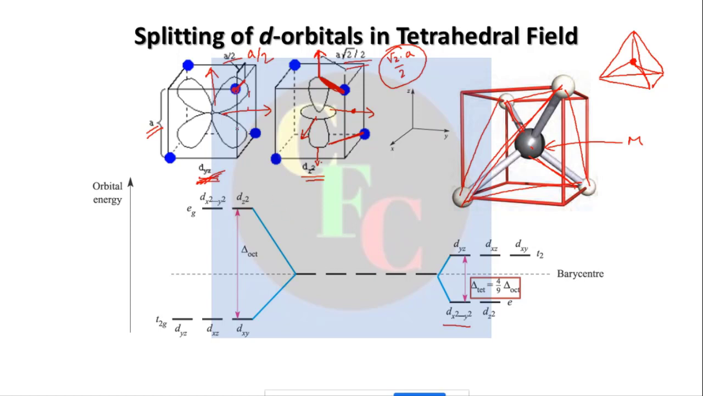All of them are now away from the ligands. As such, the interaction is lower, so the splitting of this energy is also lower. In fact, if you can see it, that delta tet, which stands for tetrahedral, is nearly 50% of this delta octahedral. 50% means if you have the same metal ligand system, same charge, everything else the same, then you will have nearly 50% of what would have been if it was octahedral, right? So the crystal field splitting is much lower in the case of tetrahedral.